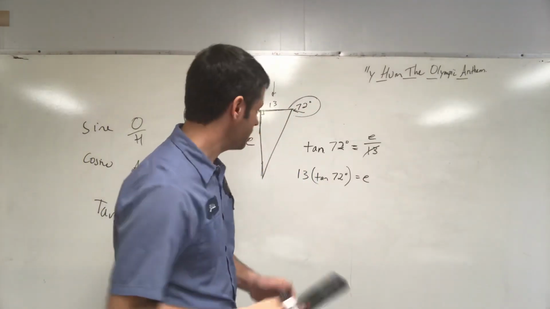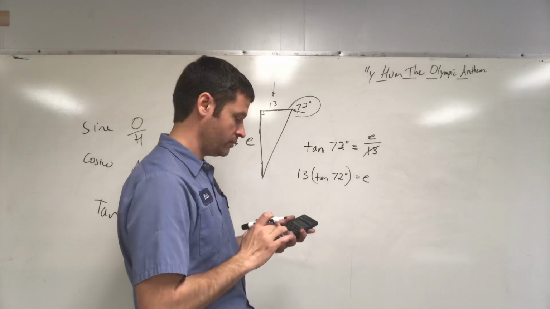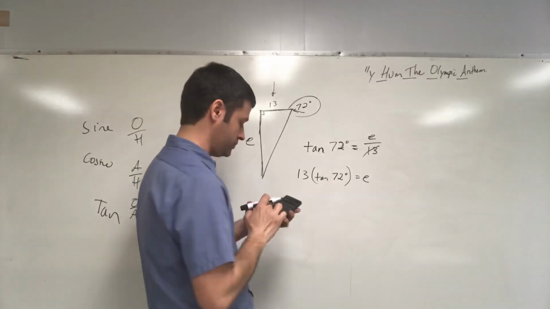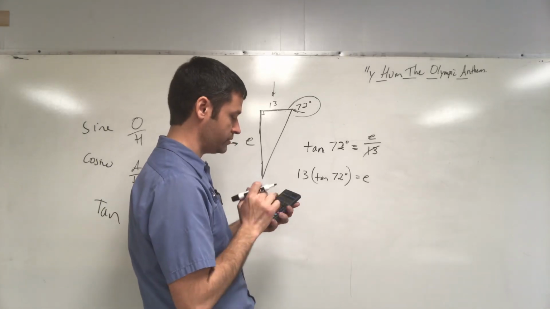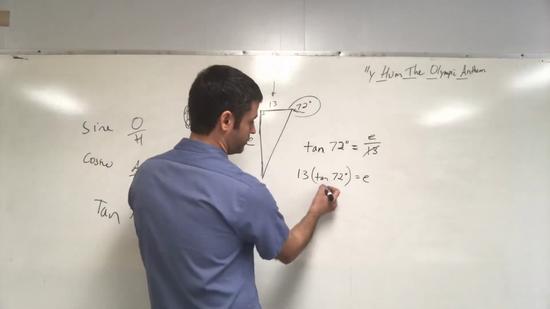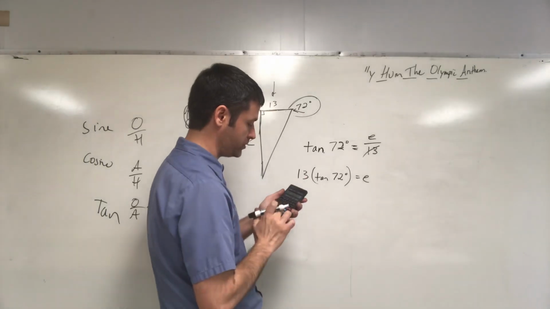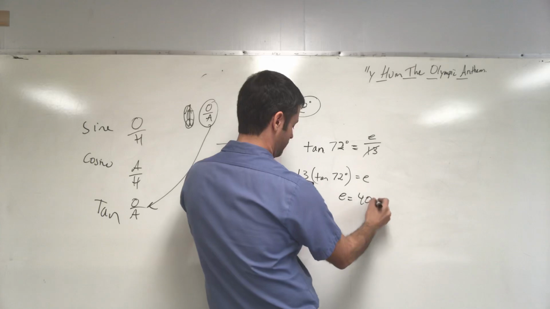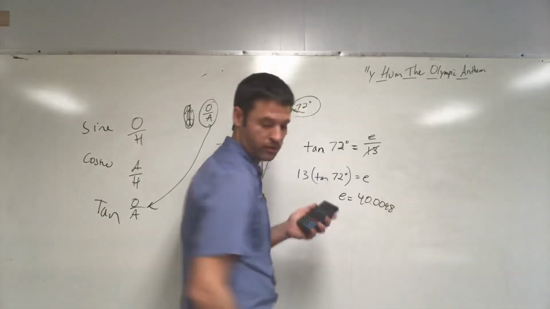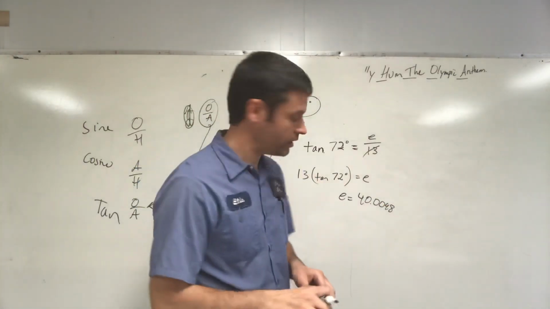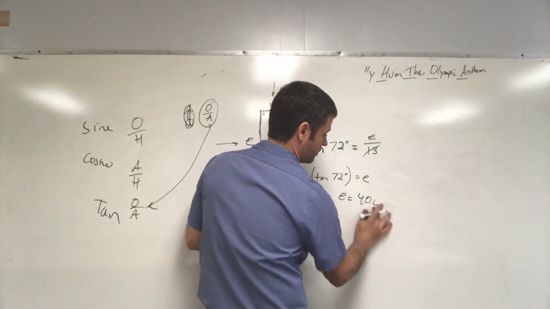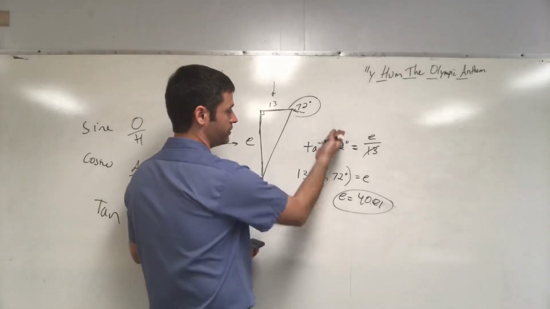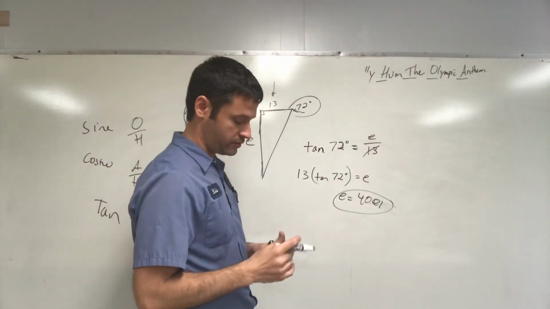Now take your calculator and say 13 times, for me I put 13 times 72 tangent, and again the tangent of 72 is 3.06, but I have to push equals to get my 13 back. So E equals 40.0098 whatever, 40.01 because it says the nearest hundredth, so 40.01.